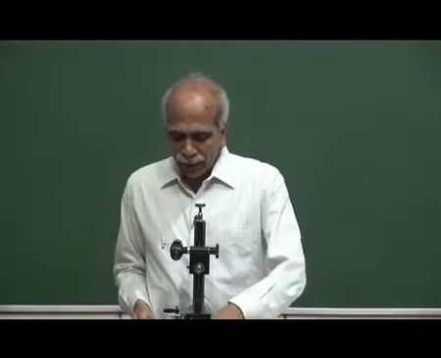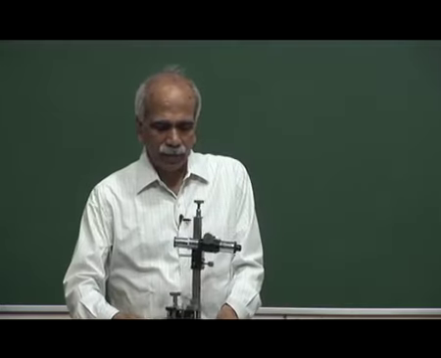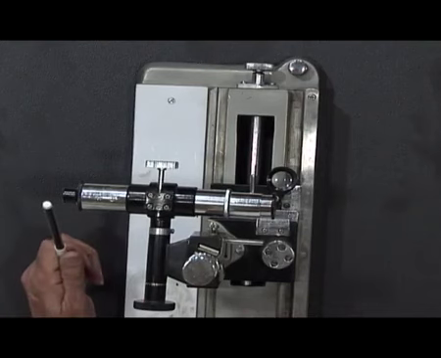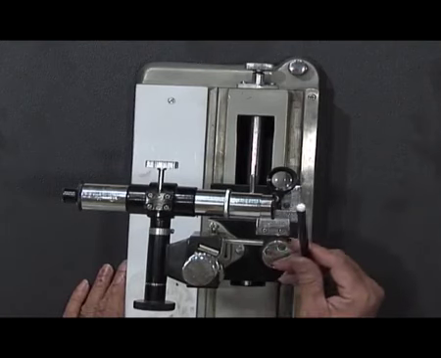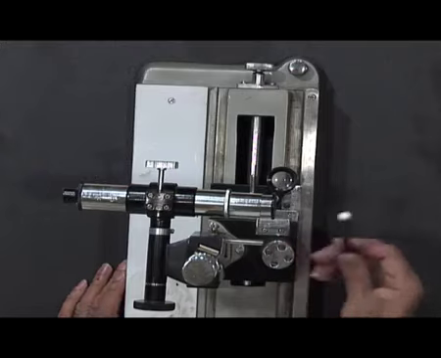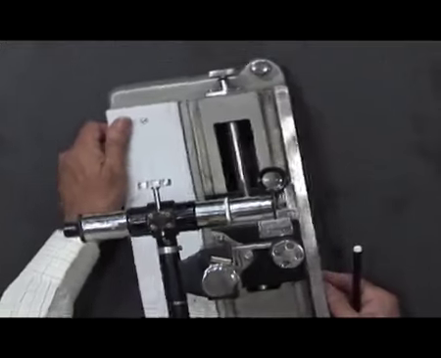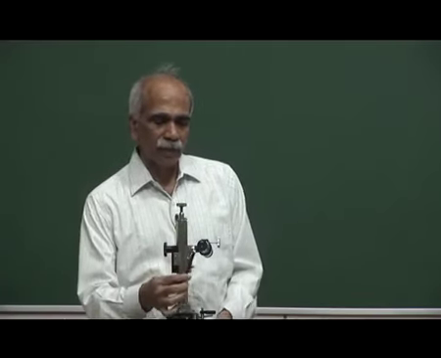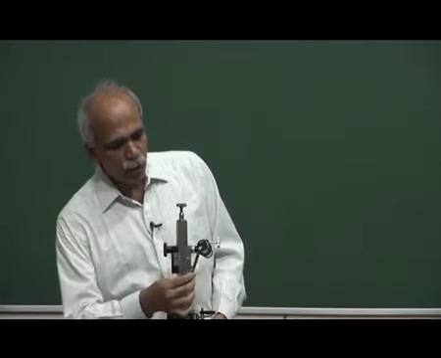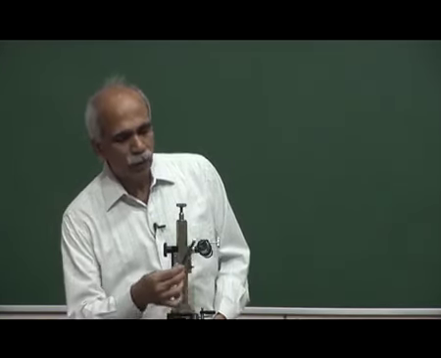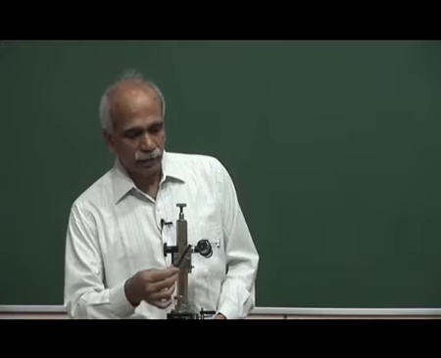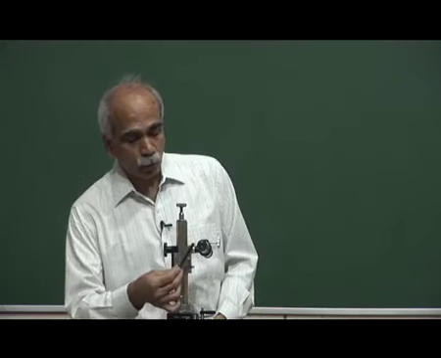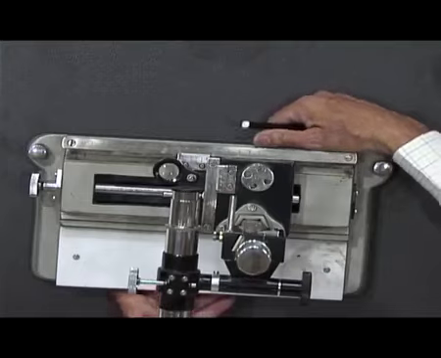Let me rotate this and show you again. Here is the objective, and at this end we have the eyepiece. You can see the size of the objective lens and the eyepiece. From the front side you can see the eyepiece. It is a very small lens, and if you keep your eye there, your eye will cover this lens. Just note that the eyepiece lens is almost the same size as your eye lens.